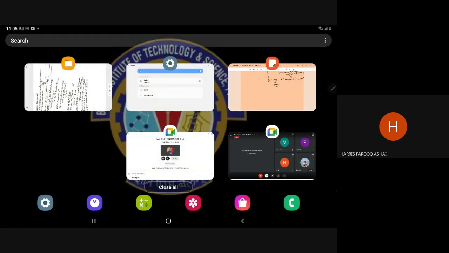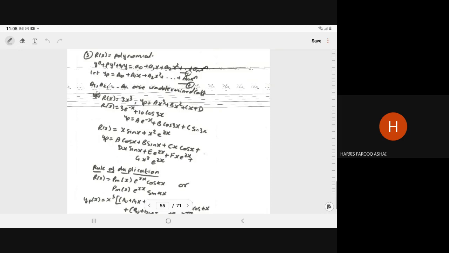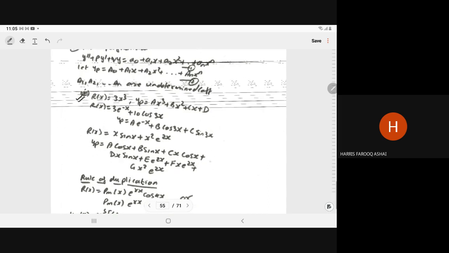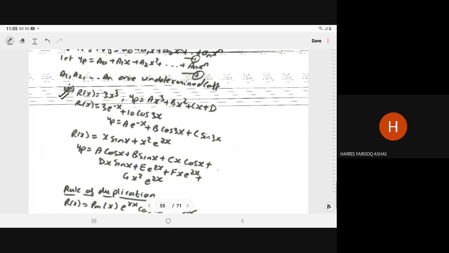Now today we will do a very important thing, the rule of duplication. Before that, first you see a few questions. As I have told you, when R(x) is 3x cube, then yp will be A x cube. Whatever the order of R(x), of that order you have to take the polynomial as yp, and capital A, B, C, D you have to determine. So they are the undetermined coefficients. So A x cube plus B x square plus C x plus D.